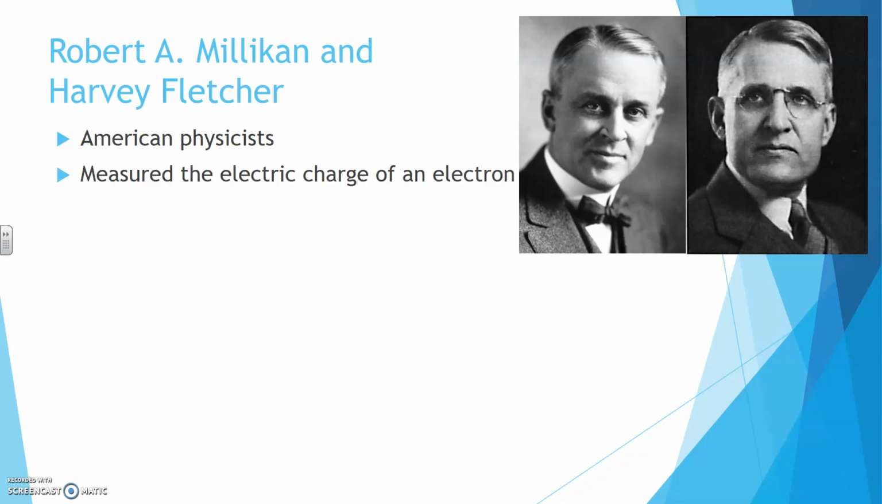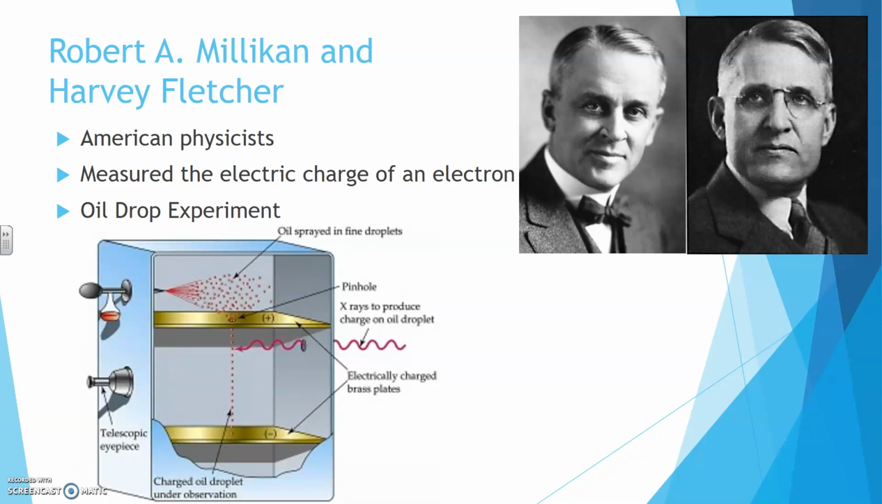But Fletcher was able to measure the electrical charge of an electron. Okay, and he did this with what's known as the oil drop experiment. With this, you actually would spray oil into this contraption, and it would spread out in this very fine mist. And then you would have a pinhole inside of a positively charged plate. Then you also had a negatively charged plate on the opposite end.